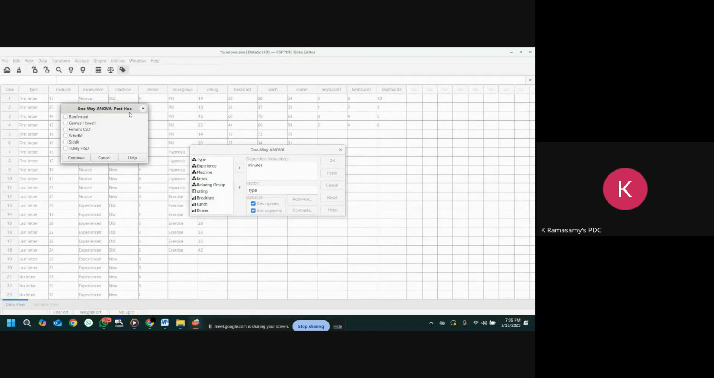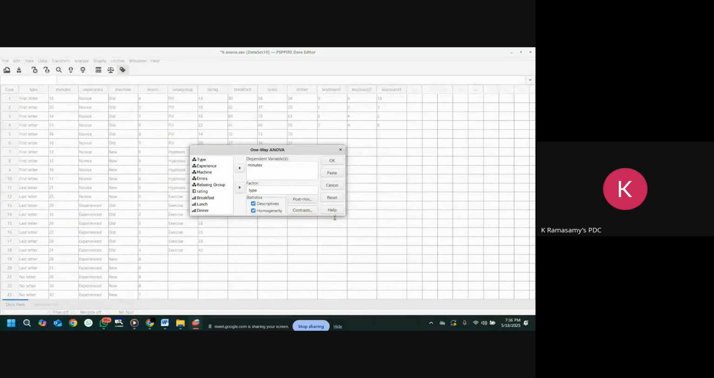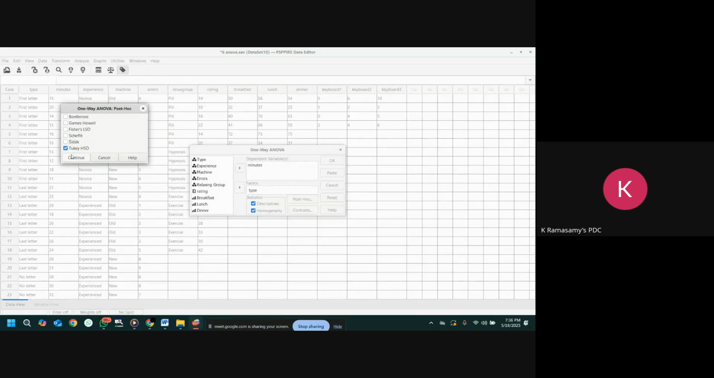Normally we go for Tukey's honestly significant difference, a beautiful test. Say continue. So apart from the normal parameters, I click post hoc. I opted for Tukey HSD. For example, we have checked equality of variance. If equality of variance is not there, you can go for Games-Howell test. If equality of variance is same, you can go for this Tukey HSD.